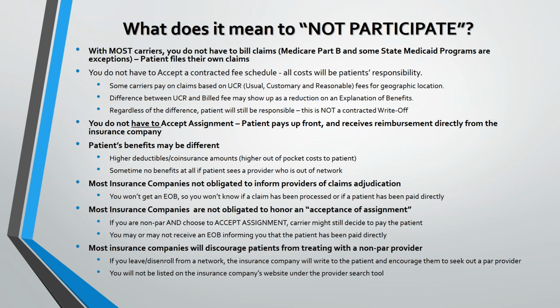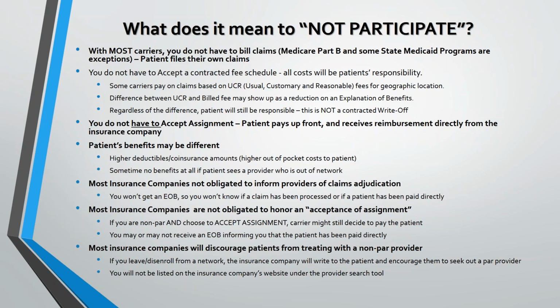Even though you do not accept a contracted fee schedule, some carriers will pay the claims back to the patient based on what's known as UCR, which is usual, customary, and reasonable fees for the geographic location. What would happen is you would bill out your claim, let's say for $100. The insurance company would process the claim based on an allowable fee or based on the UCR of $80 and pay the patient based on the $80. It doesn't mean that you would have to write off the difference because you're not contracted.